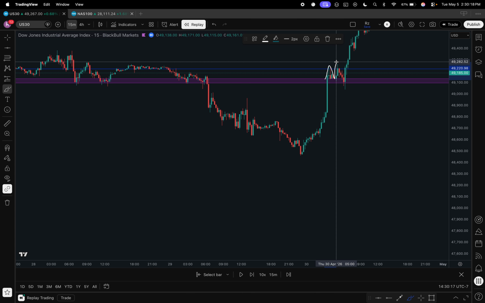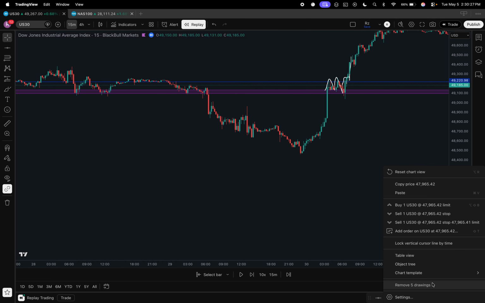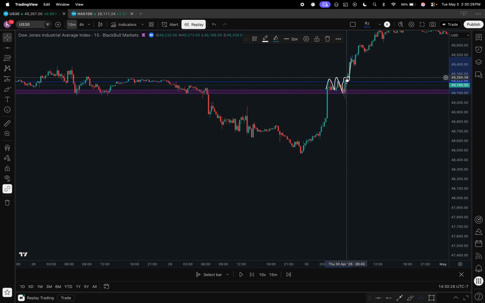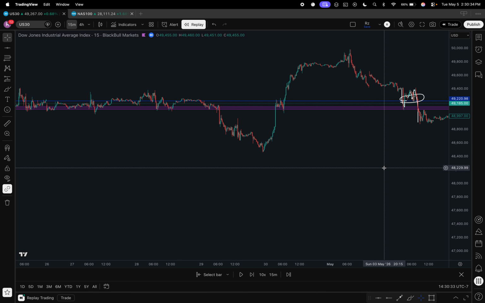Up, down, and we finally broke it. We had this wicks, and then we had the nasty push up. So you have to look at where the body closures are, where the wicks are. What are the wicks saying? You have to understand. You have to take a look at all of it.